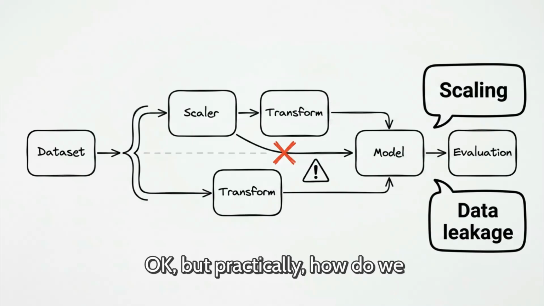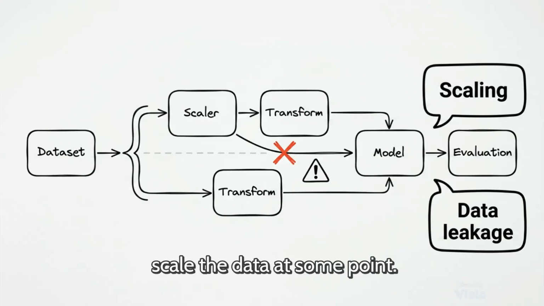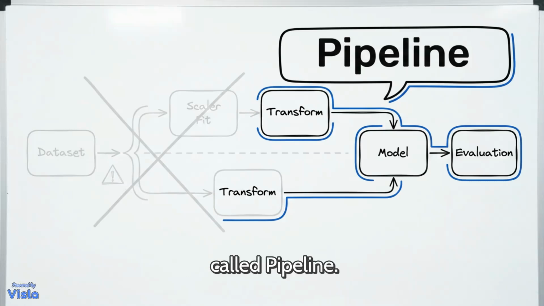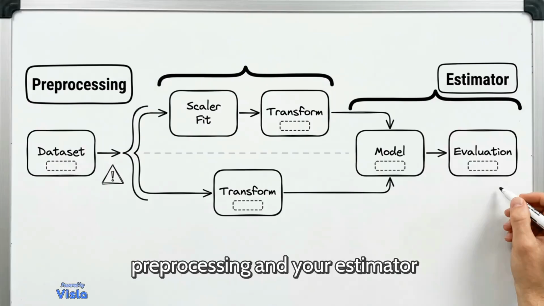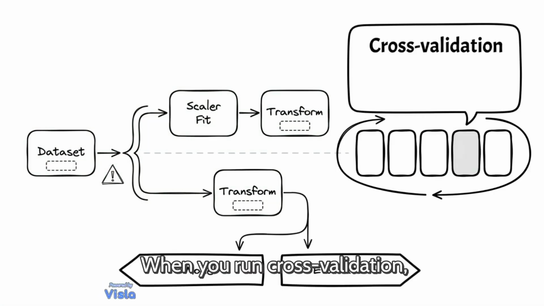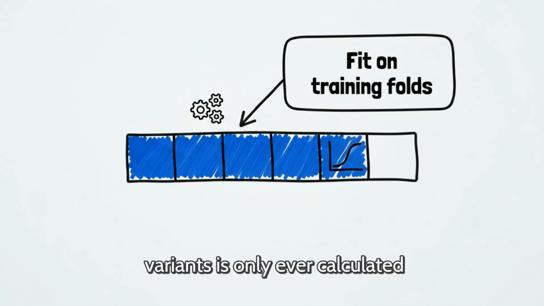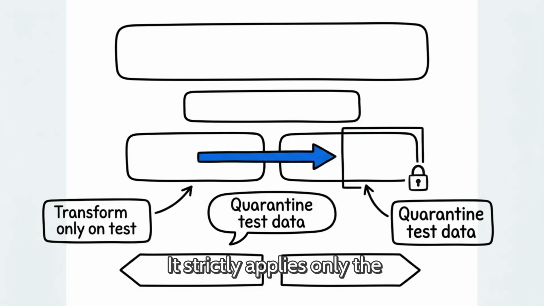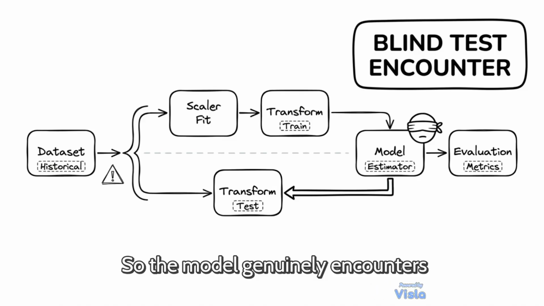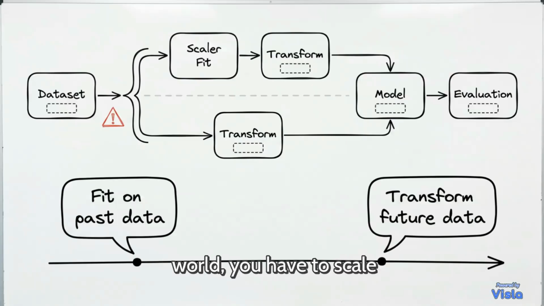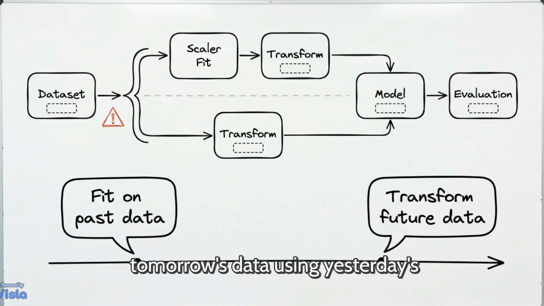Okay, but practically, how do we stop the cheating? You have to scale the data at some point. Right, and scikit-learn solves this elegantly with a feature called pipeline. A pipeline actually chains your preprocessing and your estimator together. When you run cross-validation, the pipeline ensures that the actual learning of the mean and variance is only ever calculated on the training folds. It strictly applies only the transform method to the test data, so it mathematically quarantines the test data. So the model genuinely encounters the test data blind, using only the math it learned from the training data. Exactly, because in the real world, you have to scale tomorrow's data using yesterday's math.